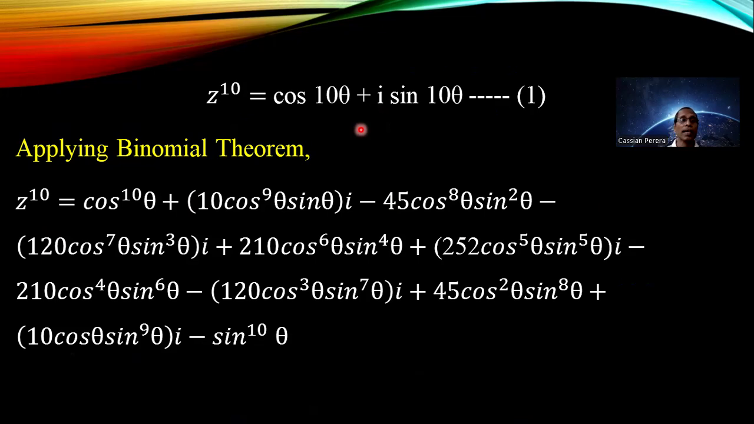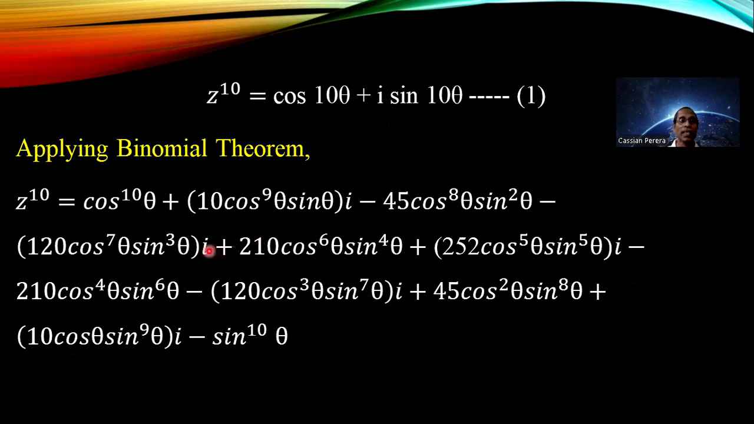Likewise, i to the power 0 is 1, and i to the power 1 is i. And i squared means minus 1, that's why we get the minus sign here. And i cubed means i squared into i, which is minus 1 into i.